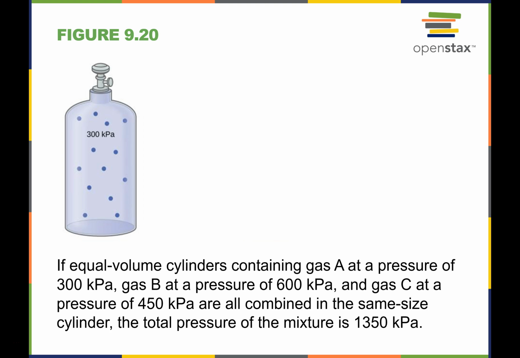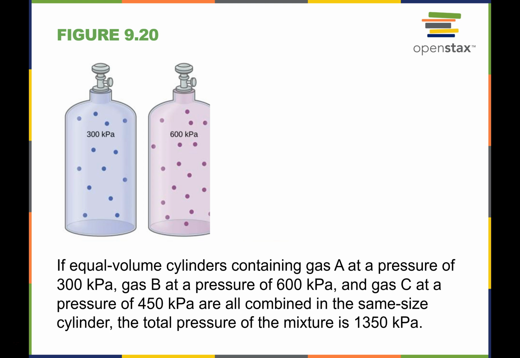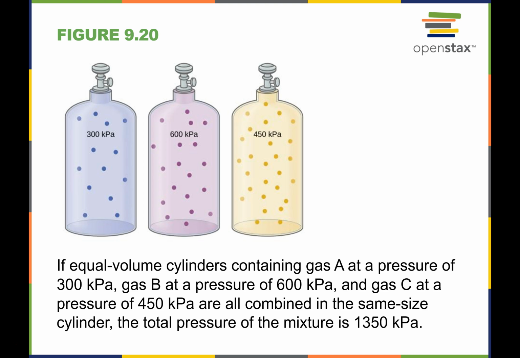So this is an OpenStax figure to kind of show you how this would work. Now there's 3 cylinders, and they all have the same volume. So of course kPa is kilopascals. The little blue dots are 1 gas, the pink dots are another gas, and the yellow dots are a 3rd gas.